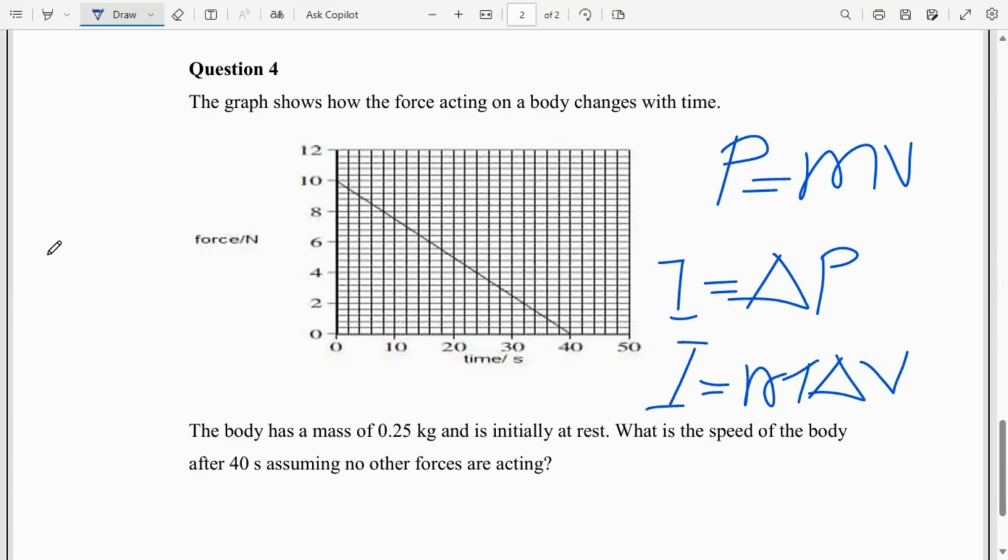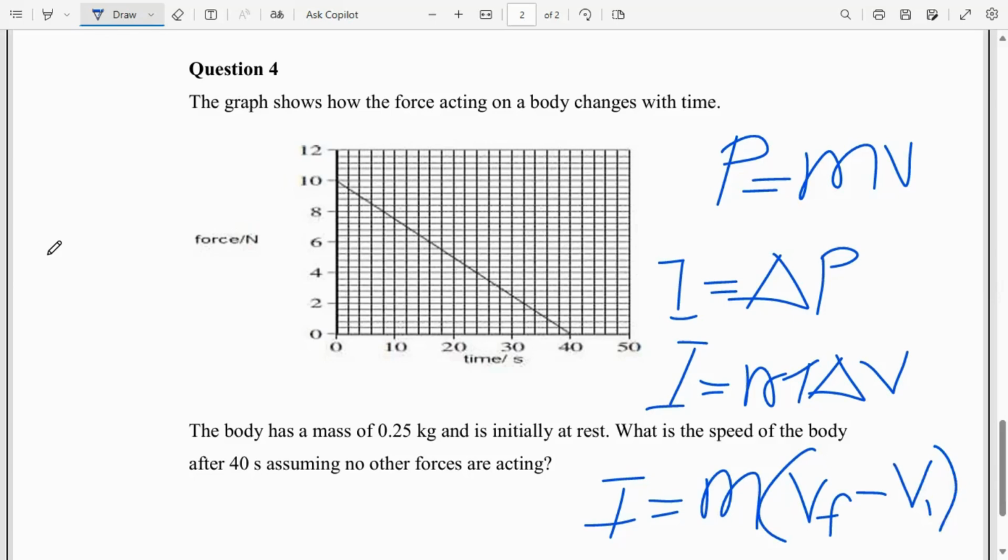Only velocity will be changing, but the mass is remaining the same. And if there's change in velocity only, that means impulse is equal to mass multiplied by V final velocity minus initial velocity, V initial. But remember, I said this object was initially at rest, which means V initial is equal to 0.